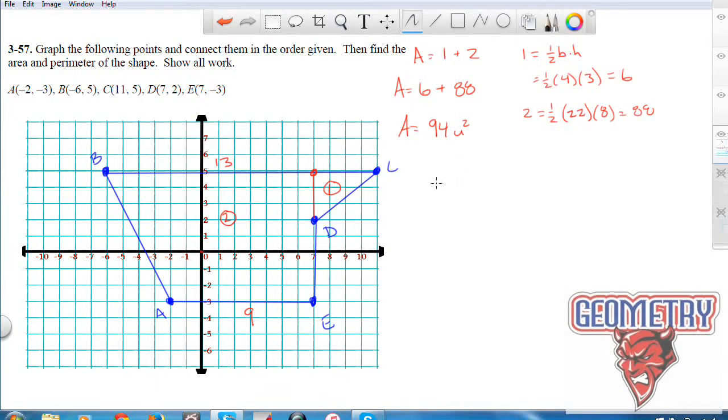Okay, now for the perimeter, we need to add all the sides together. Well, we already have this part, which is 9. This portion here, we're going from -3 to 2, so that's 5. This part right here was 13, and this part was 1, 2, 3, 4. So we have 13 plus 9 plus 5 plus 4, plus there's these two diagonal sections.